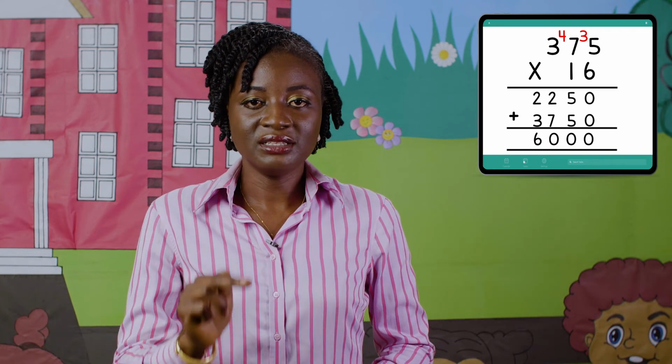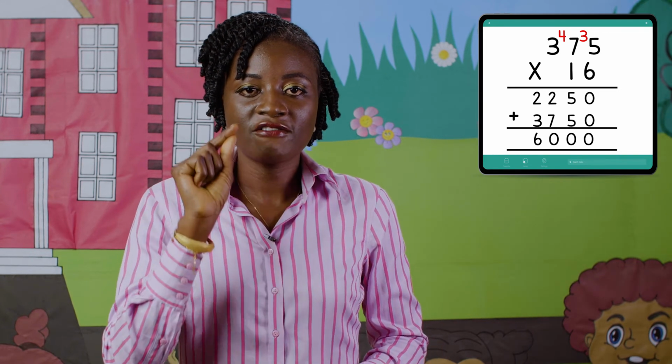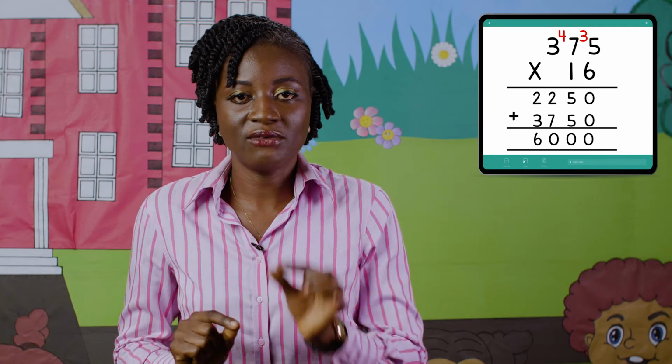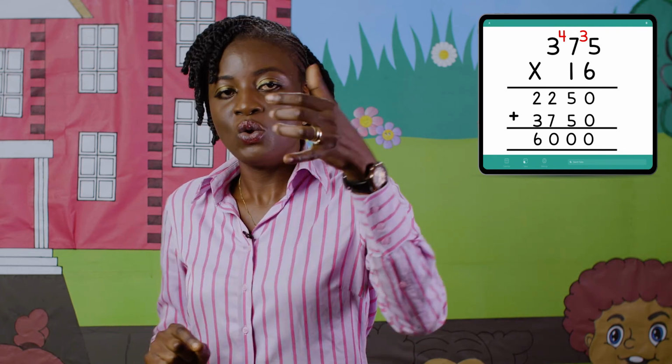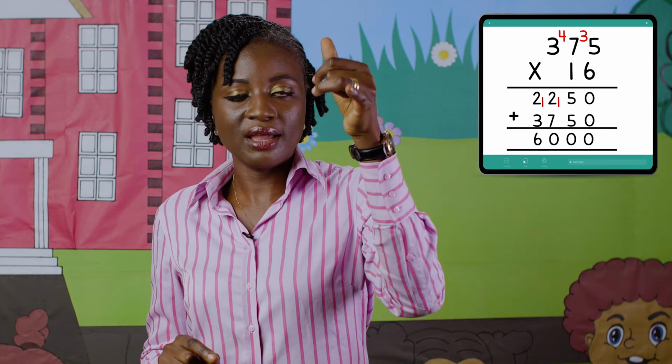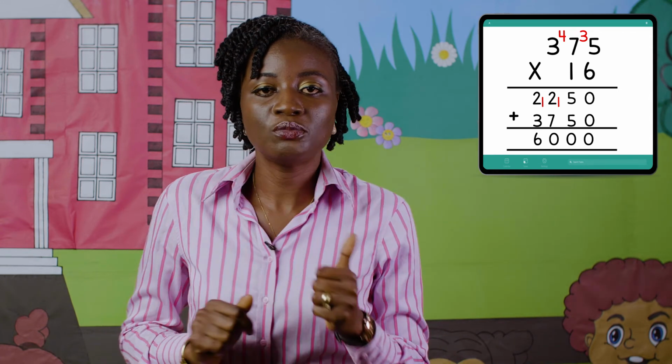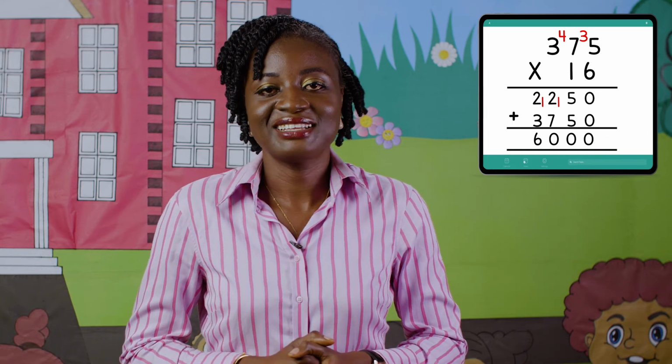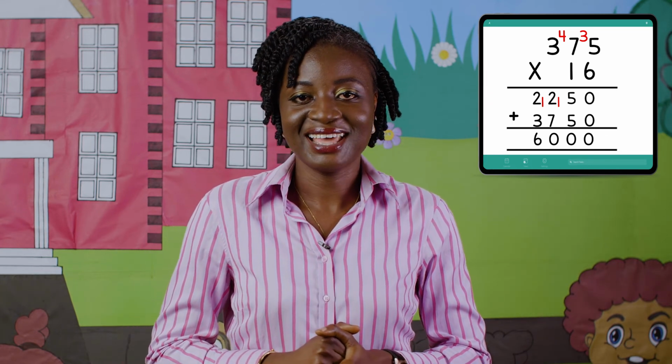0 plus nothing under is 0. 5 plus 5 is 10. I'll write 0. Carry 1. 1 plus 2 plus 7 is 10. I'll write my 0. I'll carry 1. And 1 plus 2 plus 3 is 6. And that gives me 6,000.